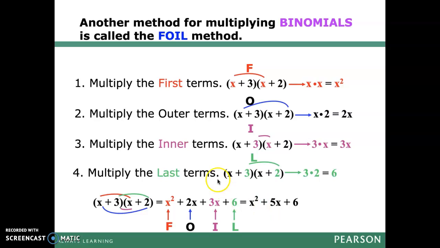Okay, so here I multiplied my first terms together, my outside terms together, my inside terms together, my last terms together, and I get x squared. I'm going to combine like terms right here. Outside and insides are going to be like terms, so I get 3x plus 2x, which is 5x. So x squared plus 5x plus 6.